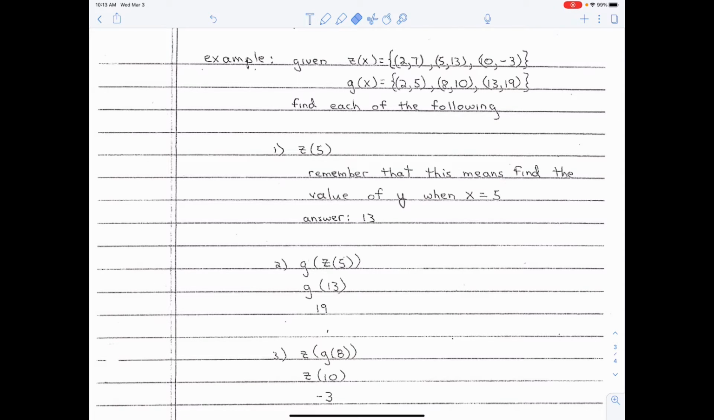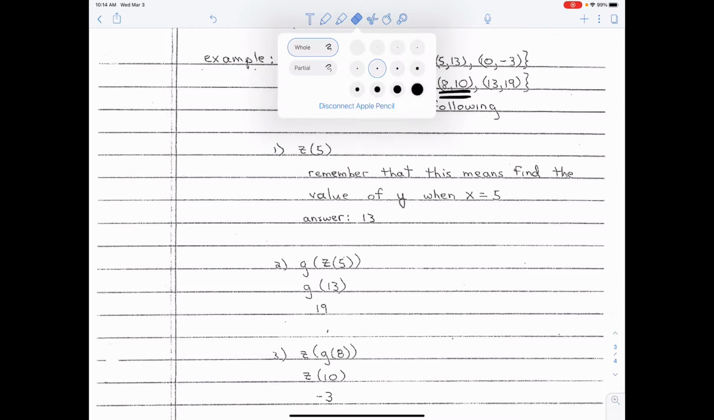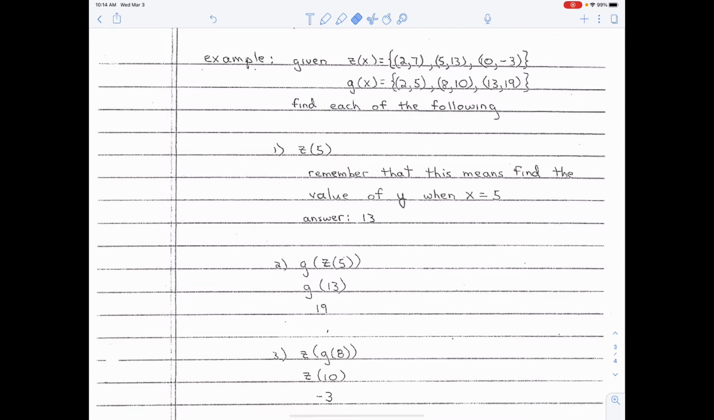Now, what's the next problem? The z of the g of 8. So we're going to look at the g function first. When x is 8, y is 10. So for g of 8, we put 10. And then second, we're going to look at the z function. When x is 10, what's y? -3.